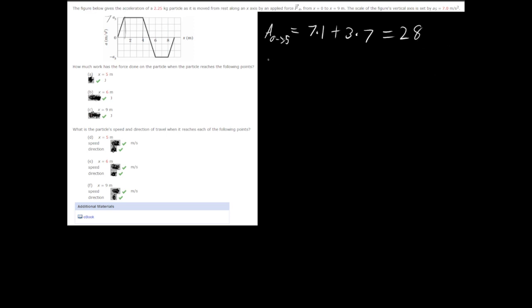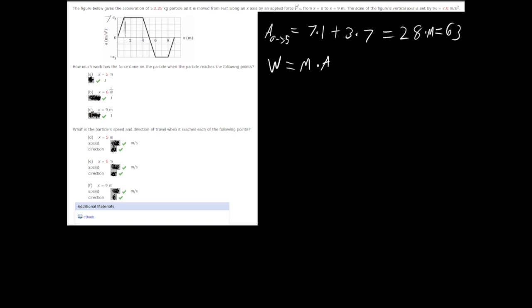And we know that work in terms of this graph here would be equal to the mass times the area under the curve. So if we know the mass is 2.25, we multiply this by 2.25, and we get this times mass equals 63. So that's the work here for A.